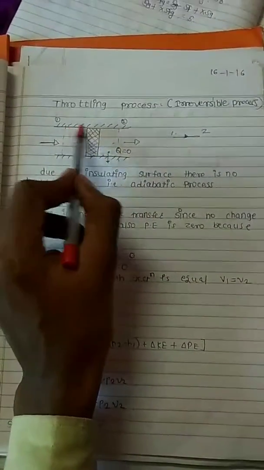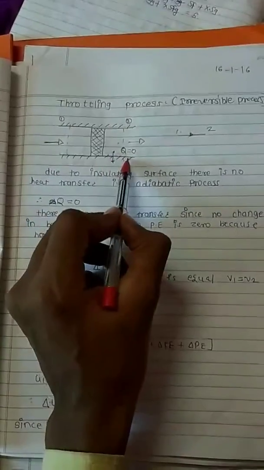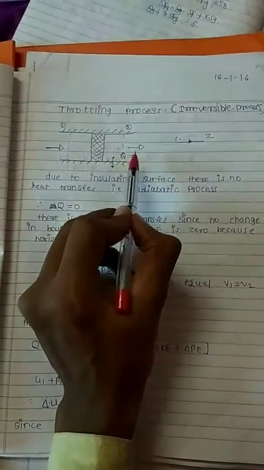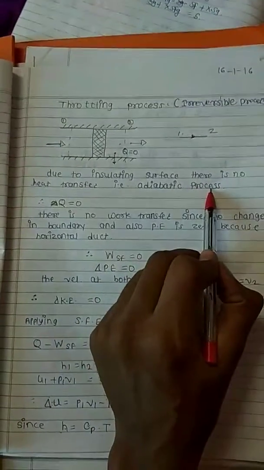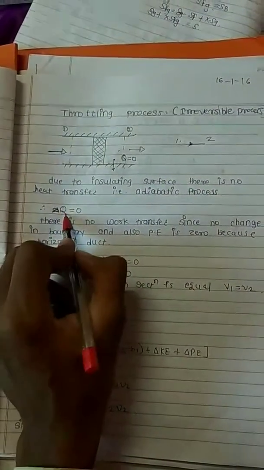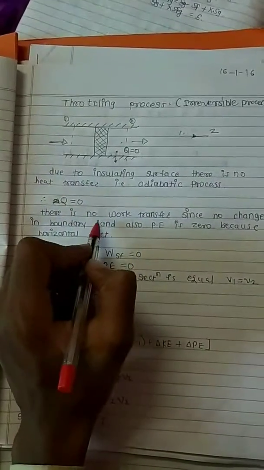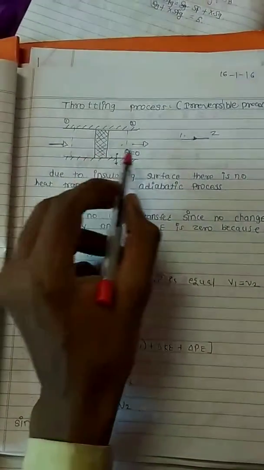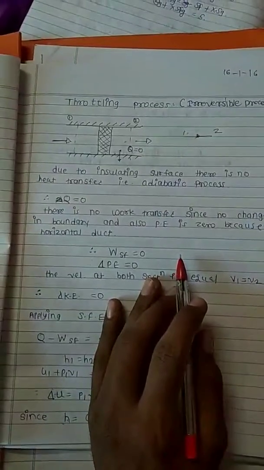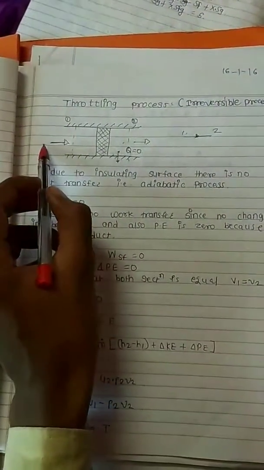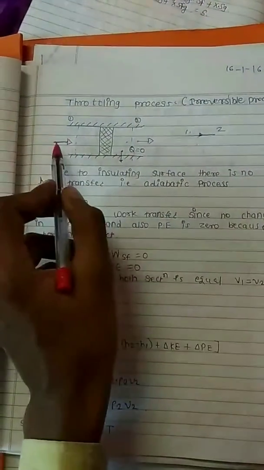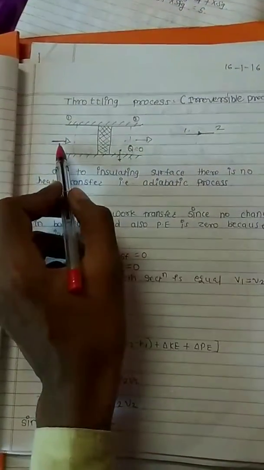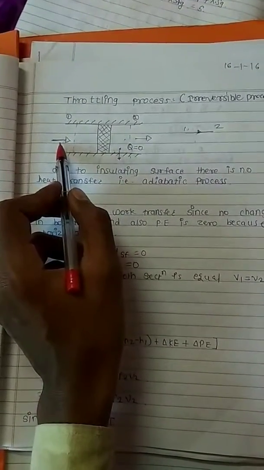Here, insulation is provided on these devices, and hence the heat transfer rate is 0. Due to the insulated surface, there is no heat transfer, that is an adiabatic process, and therefore the heat transfer rate is equal to 0. So, in the throttling process, we can say this is an adiabatic process. Also, the fluid comes into this boundary and goes to the outlet, and the boundary does not change. Okay, the boundary remains in its constant position.